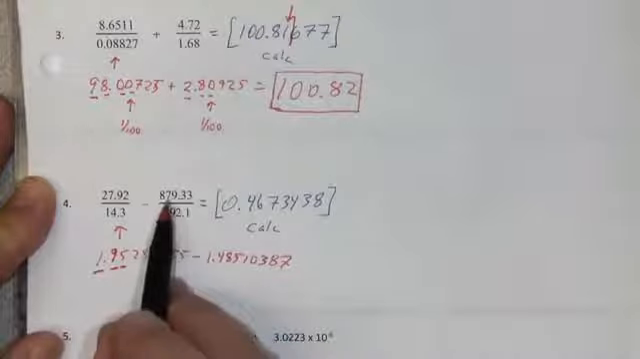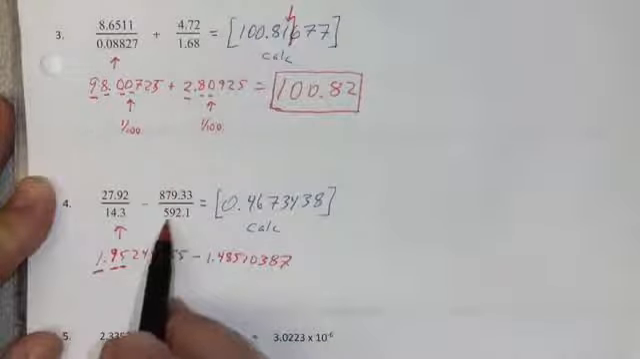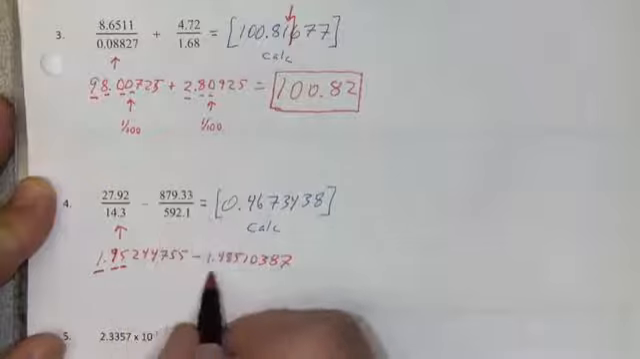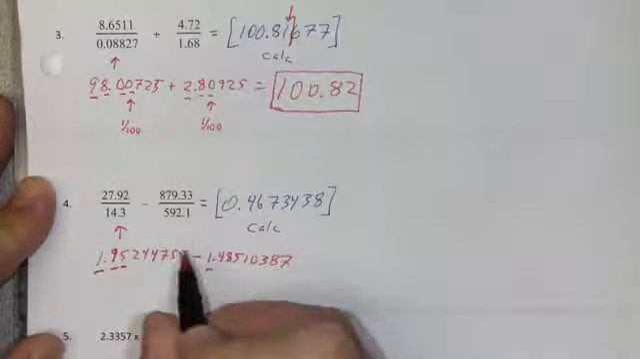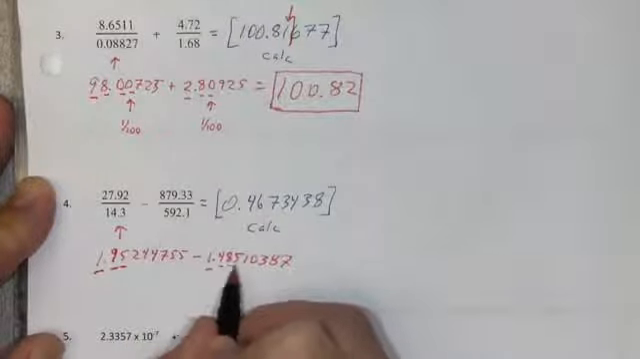In the second number, I have 5 significant figures divided by 4 significant figures. I'm going to have 4 significant figures. There's fewer significant figures with the 4. So 1, 2, 3, 4.